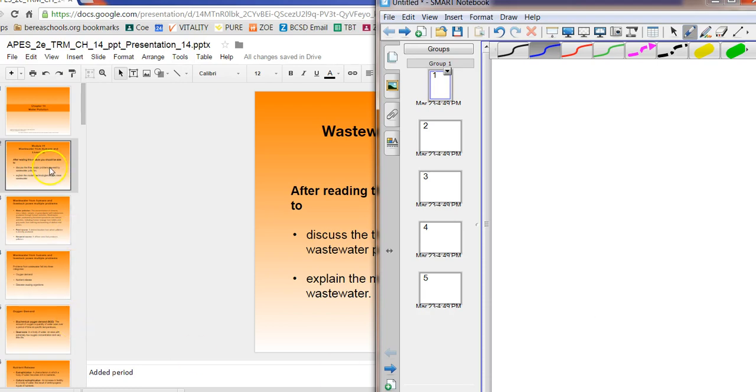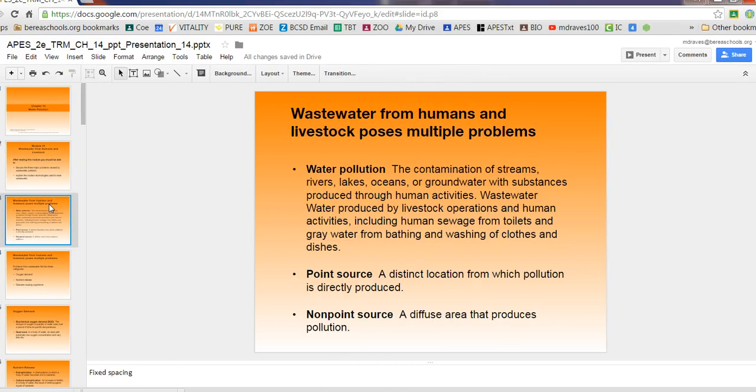So the first thing I want to talk to you about is water pollution, which is the contamination of streams, rivers, lakes, oceans, or groundwater. The contamination comes from humans, most likely, and there are also some naturally occurring pollutants that get into water, like oil seeps that naturally come out of oil reserves at the bottom of the ocean.